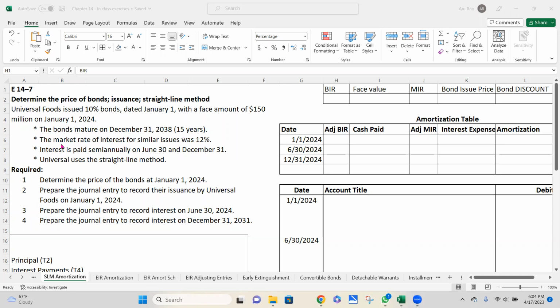The market interest rate for similar issues is 12%. We are offering 10, the market is offering 12, which means I'm going to be selling it at a discount. Interest is payable semi-annually on June 30th and December 31st. Again, the company is using the straight line method. So our first job is to calculate the bond issue price.